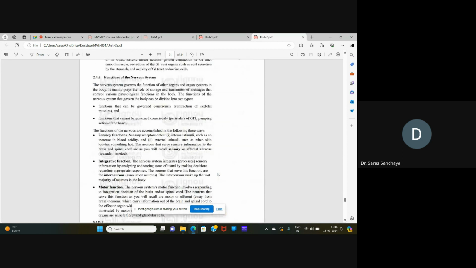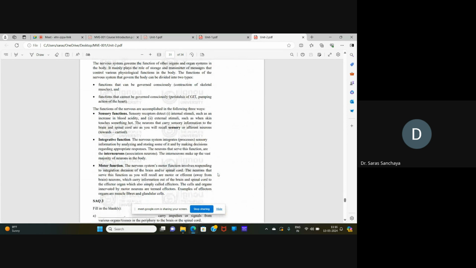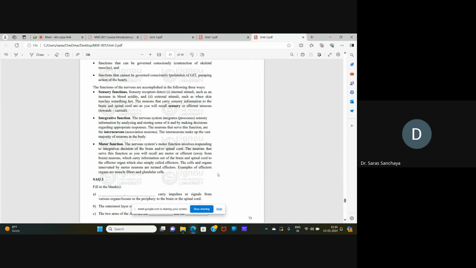So, functions of the nervous system. First, we can see sensory functions. From the external or internal stimuli, the sensory organs sense the stimulus and bring it back to the CNS. Then the integrative function. The nervous system integrates or processes sensory information by analyzing and storing some of it and by making decisions regarding appropriate responses. Motor function. The nervous system's motor function involves responding to the integration decisions of the brain and or spinal cord.